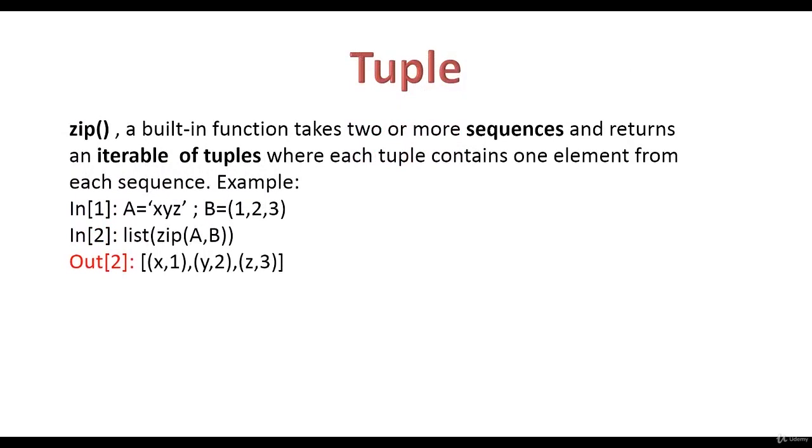Zip is an inbuilt function. It takes 2 or more sequences and returns an iterable of tuples, where each tuple contains one element from each sequence. For example, here is a string which is a sequence of characters, and this is a tuple. This is also a sequence, and when we zip A and B and then create a list out of that, we are getting a list of tuples where each tuple contains an element from both sequences.